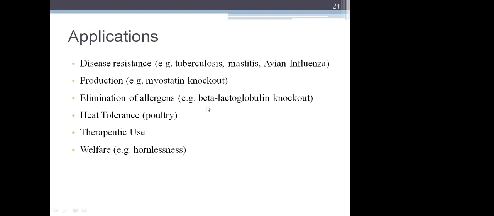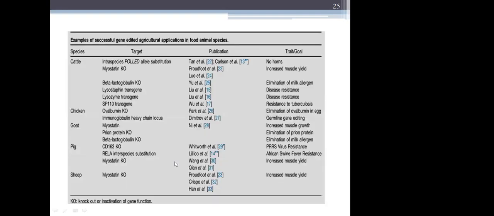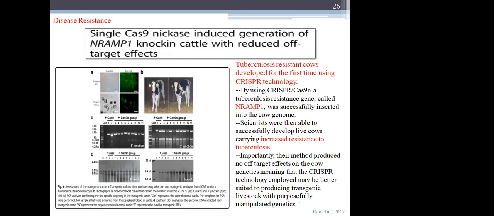Elimination of allergens, which is a big problem in milk allergens, as well as egg allergens, heat tolerance, therapeutic use is also being done. And for the welfare of animals, like hornlessness, all these things we can do by using this technique. So some of the examples which I can discuss in the application of CRISPR technique or genome editing technique.